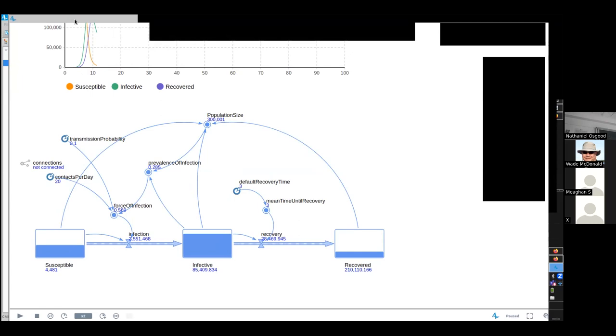And what I'm saying is, when infection peaks, when the infection stock maxes out up there, just over the top, this inflow has what relationship to recovery? It equals it. And so what's the formula for recovery? Stock divided by mean time.